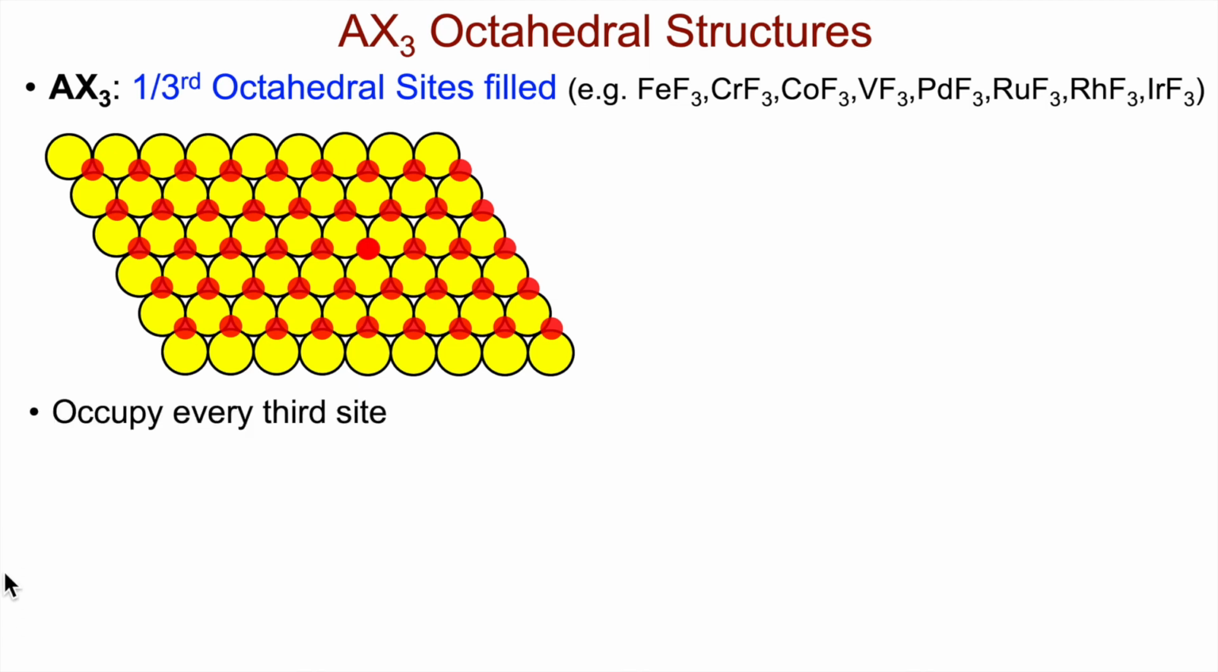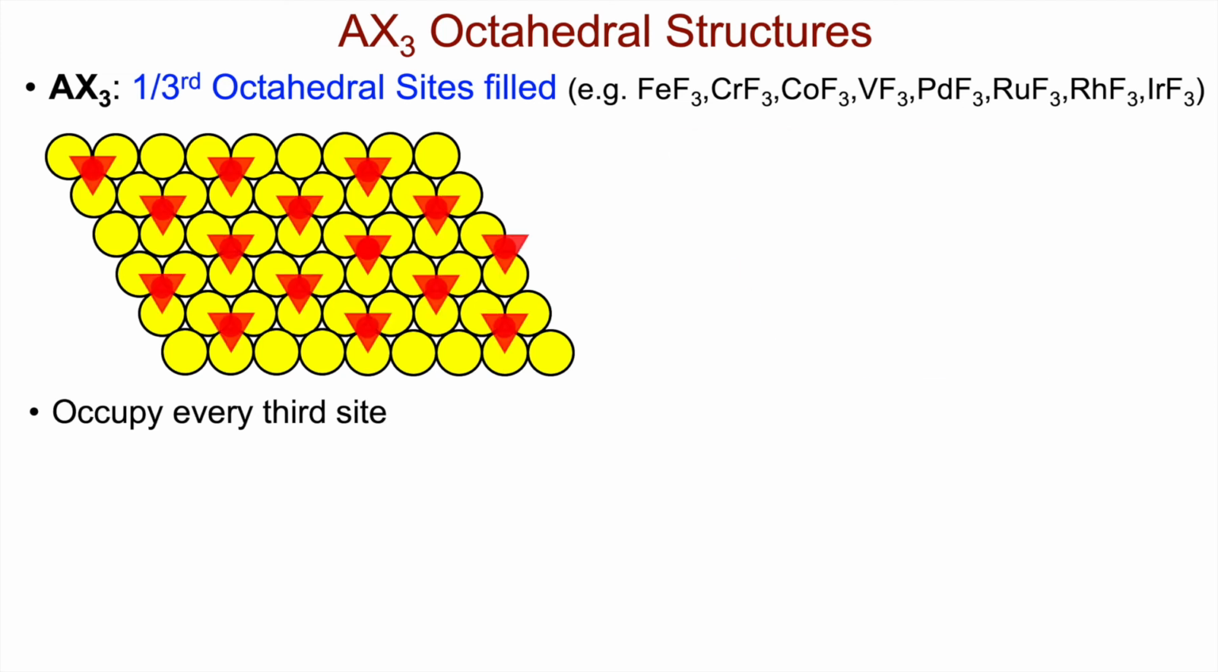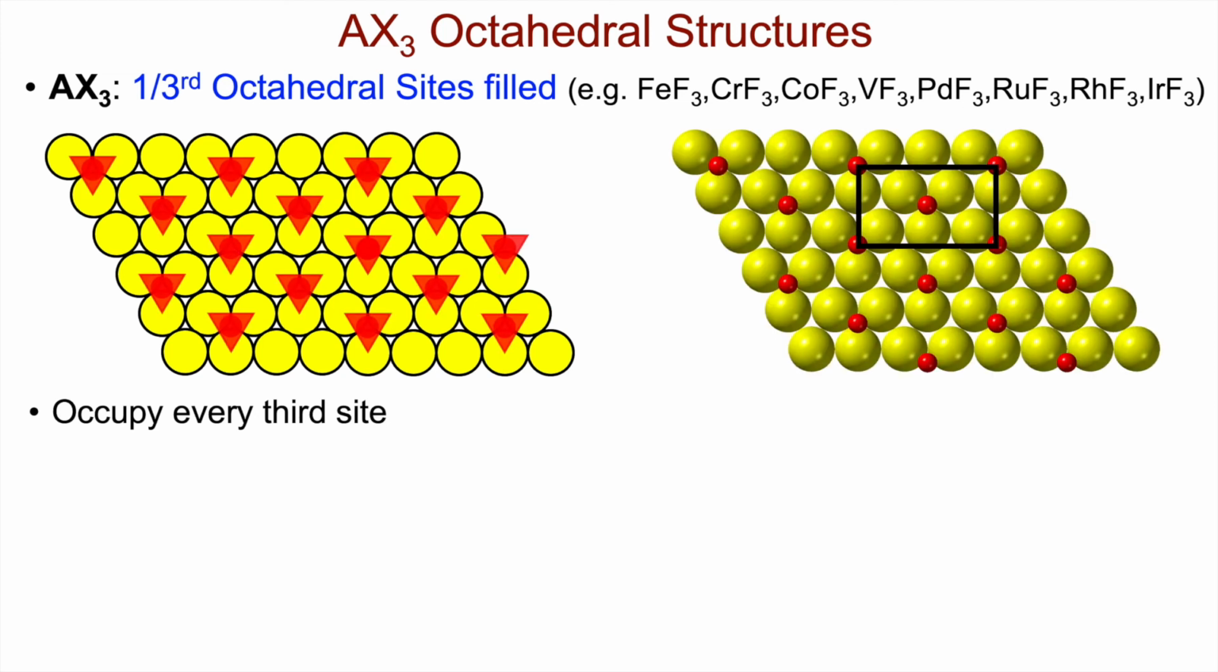Let's build this up from the fully occupied octahedral sites by occupying every 3rd site. Get rid of 2, 2 more, 2 more. We'll keep on doing that in a systematic way to maximize the separation of the cations, and we'll end up with the AX₃ arrangement found in these compounds, and there is the repeat unit. So again, a similar principle that can yield the correct structure.